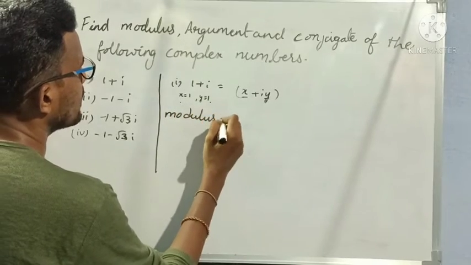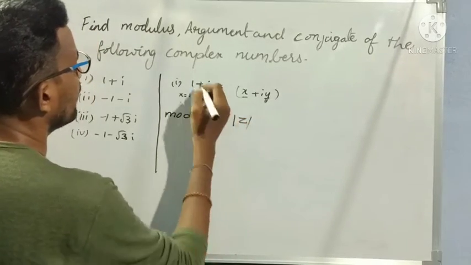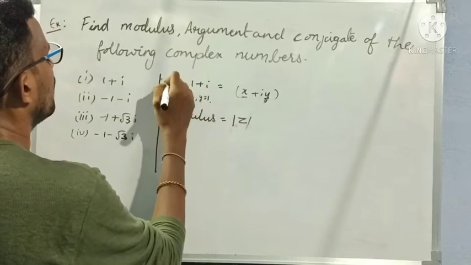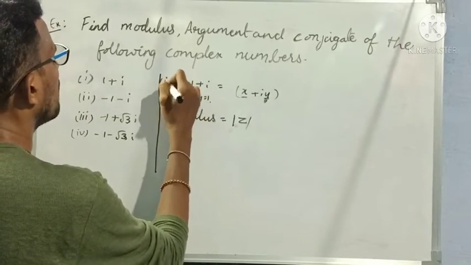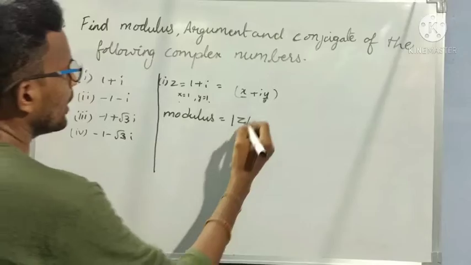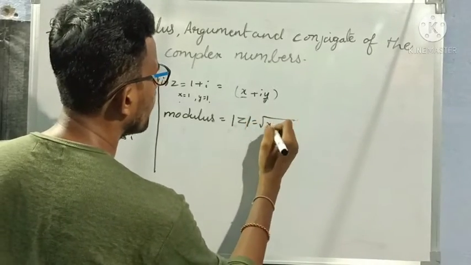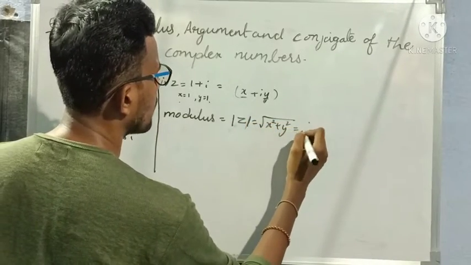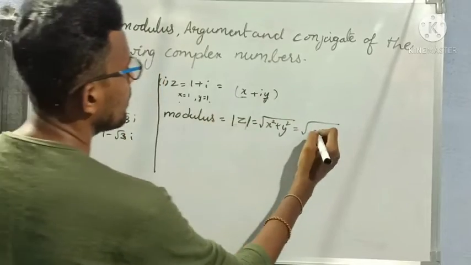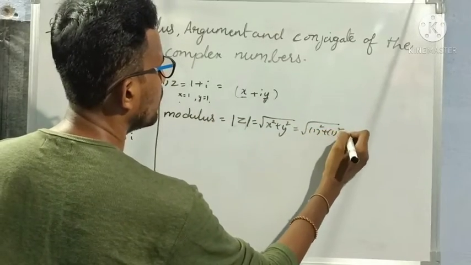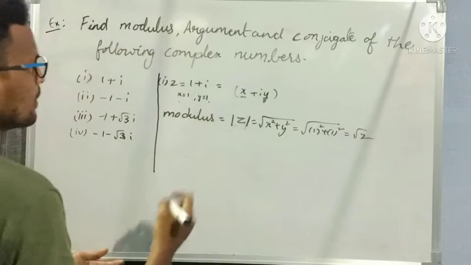The modulus is nothing but modulus of z. Suppose this is my z, so z is equal to 1 plus i. The modulus of z is nothing but the square root of x square plus y square. So the square root of 1 whole square plus 1 whole square, so root 2. Yes.